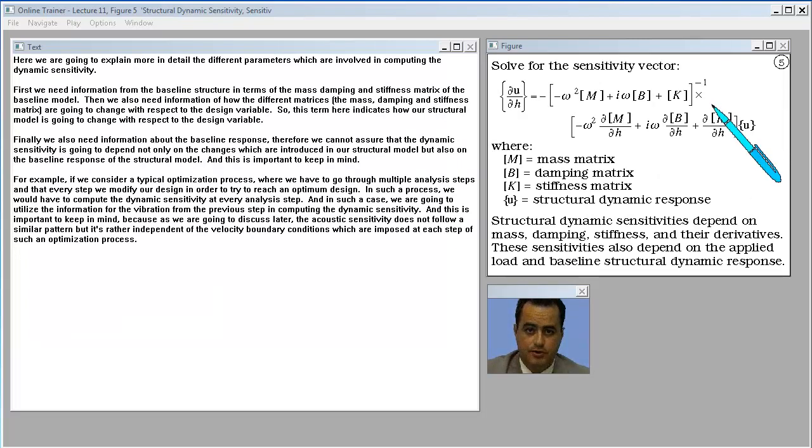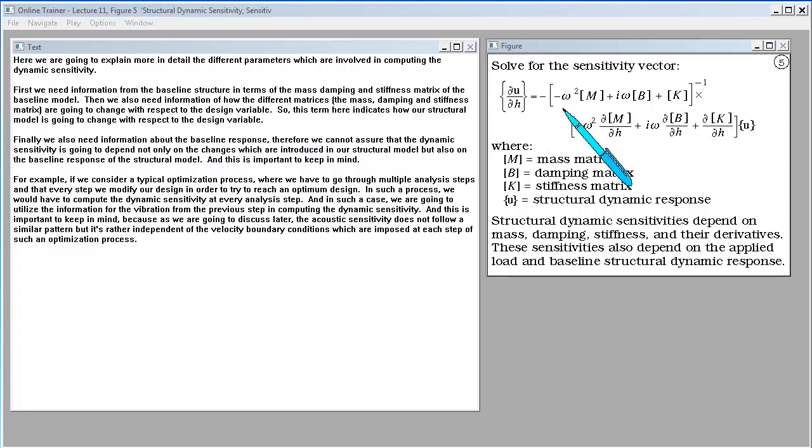Here we are going to explain in more detail the different parameters which are involved in computing the dynamic sensitivity. First, we need information from the baseline structure in terms of the mass, damping, and stiffness matrix of the baseline model. Then we also need information on how the different matrices, the mass, damping, and stiffness matrix, are going to change with respect to the design variable.